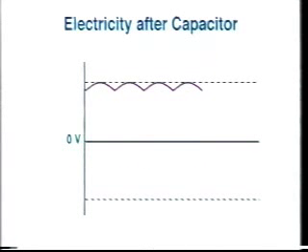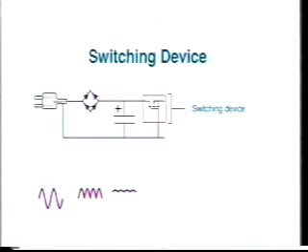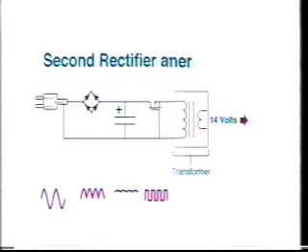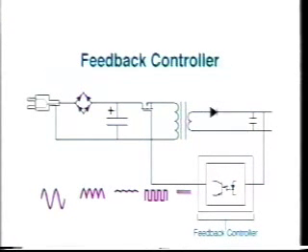We then reduce it with a transformer, but transformers only work when the input voltage is changing. We first chop up the voltage into a series of pulses with a switching device to drive the transformer. This is where we get the name switching power supply. After the transformer converts the power to 14 volts, we rectify and smooth it for final use in the computer. To account for load and input power variations, which would change the output, a feedback controller detects variations in output voltage and signals the switching device to compensate for them.